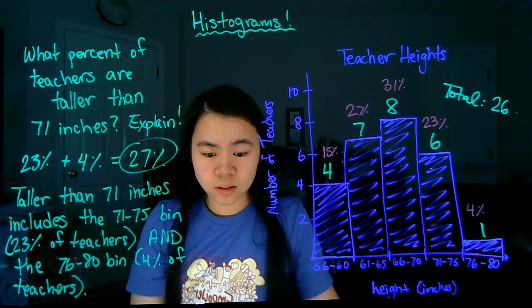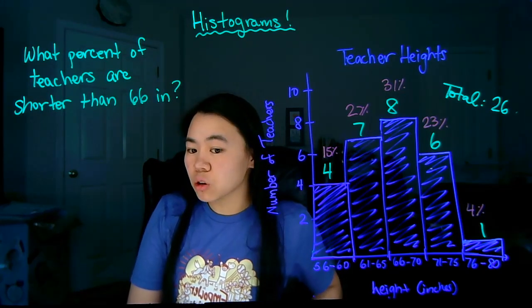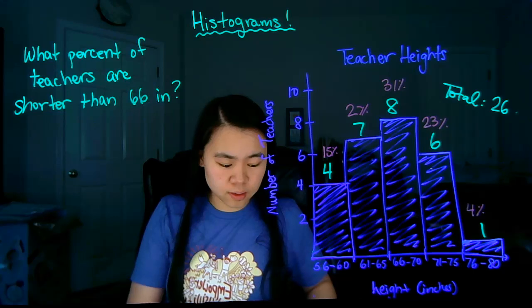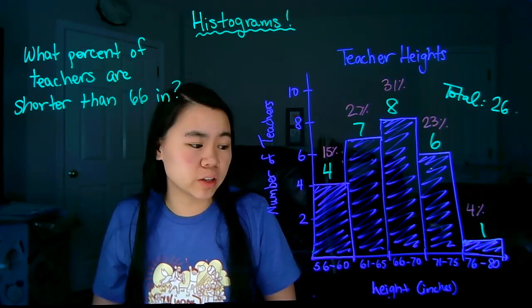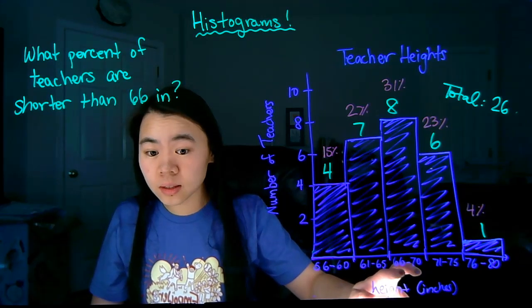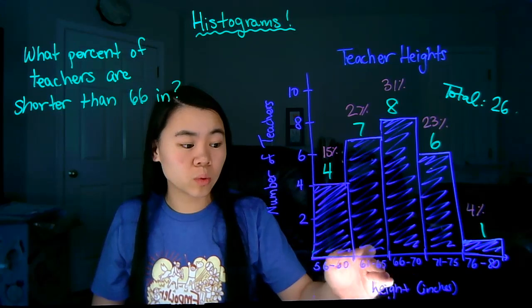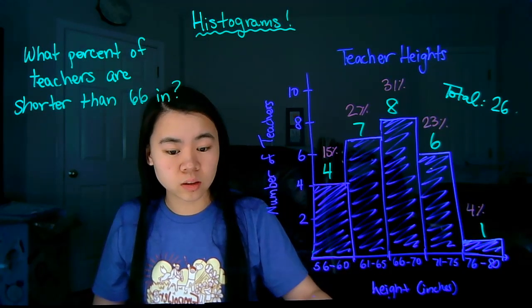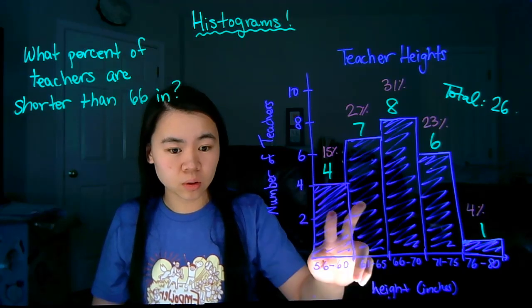All right, let's answer another question. What percent of teachers are shorter than 66? So because, again, it's not giving me a specific range. It doesn't say what percent of teachers are 66 to 70 inches. It's just shorter than 66. That means 66 is too tall. We want these two bars. Okay, the two bars that are shorter than 66. So we're going to do the same thing. We're going to take our percent.